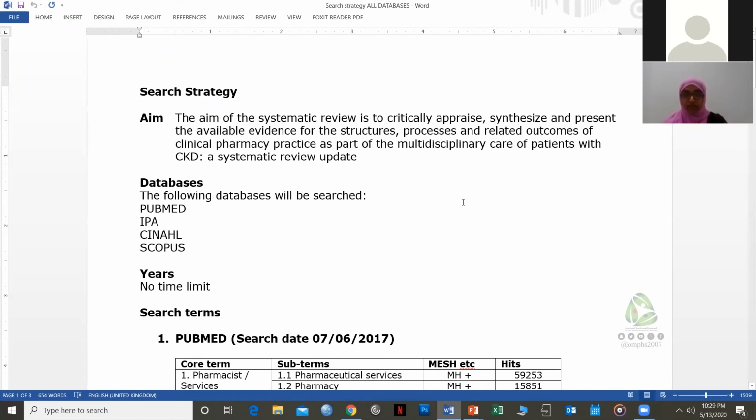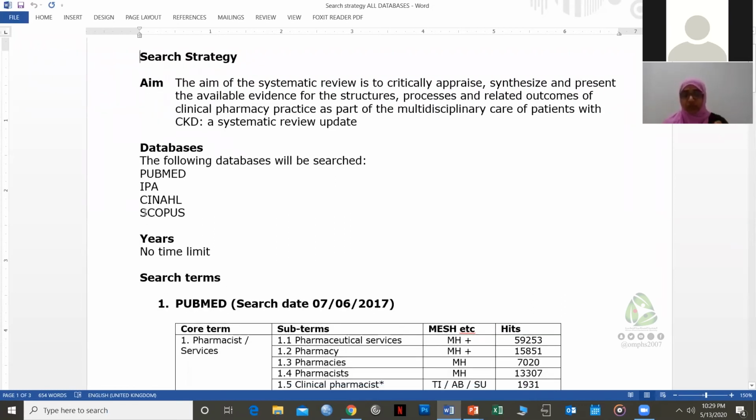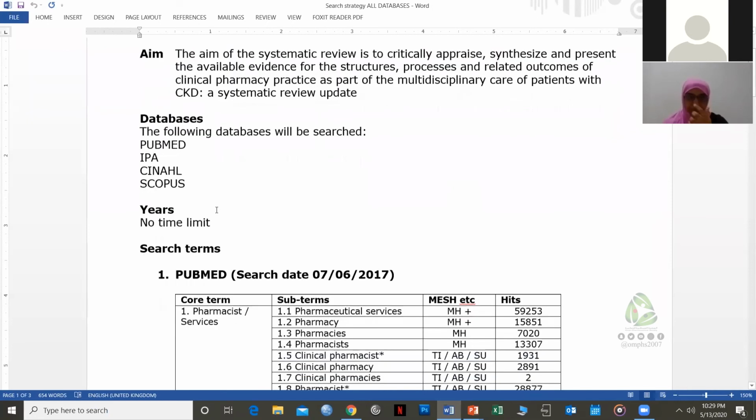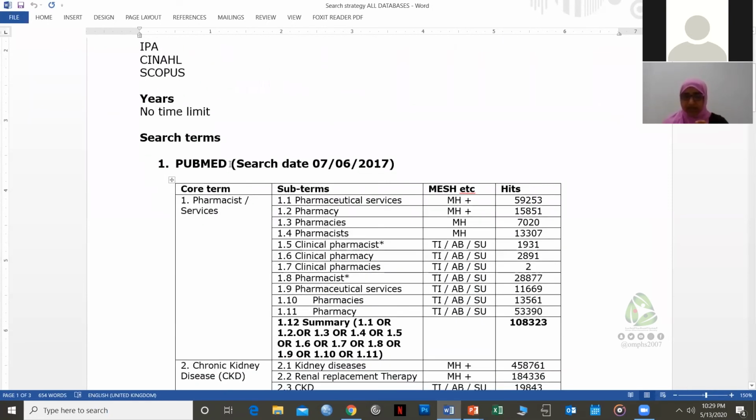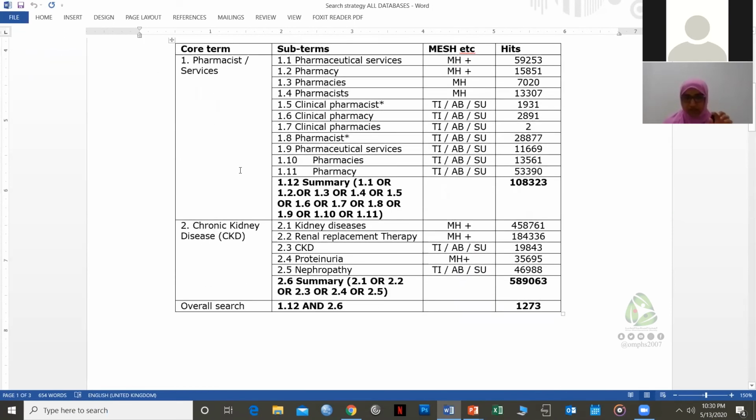So I wrote my aim, which helped me select the words and the keywords that I will need. And then the databases that we wanted to use and search, and there was no time limit. And as you see, the first was PubMed. There were core terms, the major terms that I'm interested in, and then there were sub-terms to use. And you can see MeSH and whatever below is where I am looking for these terms. TI was in the title, AB was in the abstract, and so on.